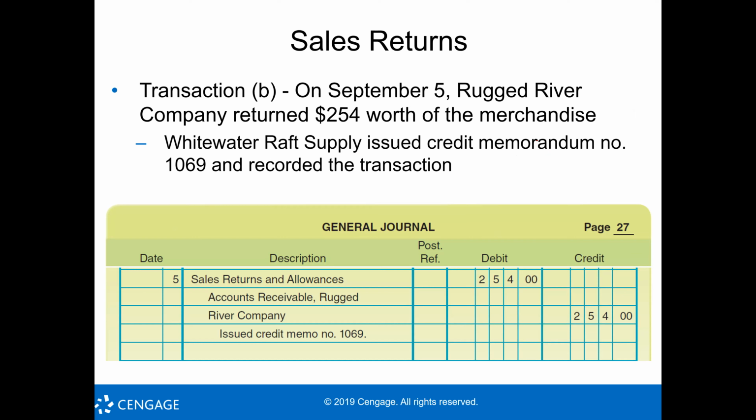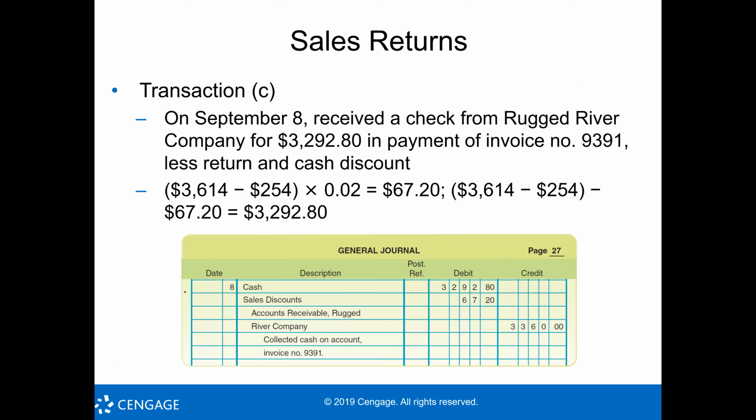And again, we've seen this one before. On September 5th, Rugged River Company returned 254 worth of the merchandise. Whitewater Raft Supply issued credit memo 1069 and recorded the transaction. So debit sales returns and allowances, right? That's what we see here. Debit to sales returns and allowances, credit to accounts receivable. So we've done that one several times together before.